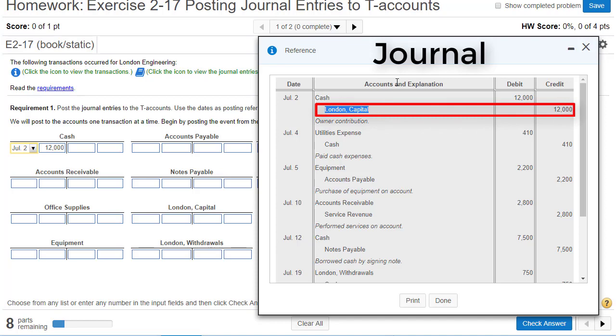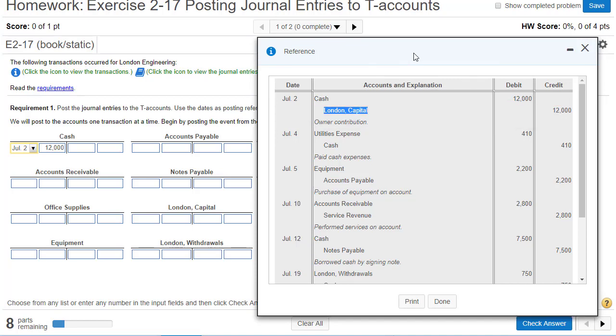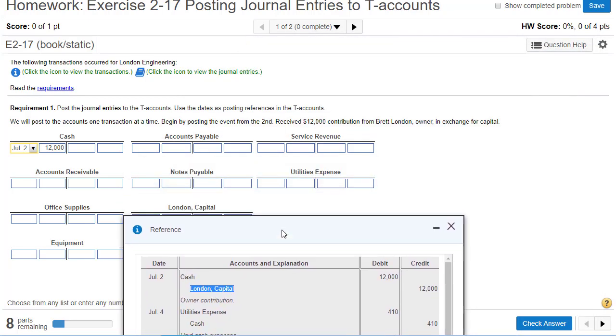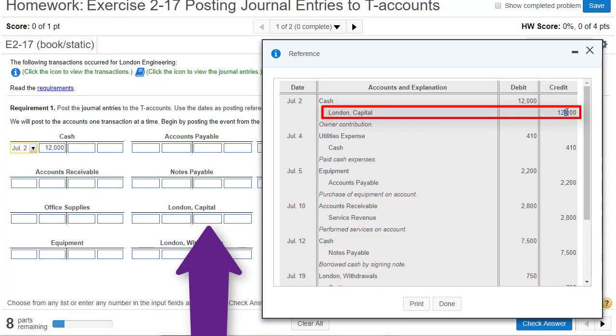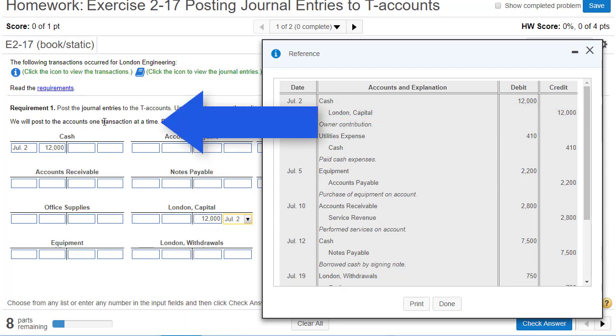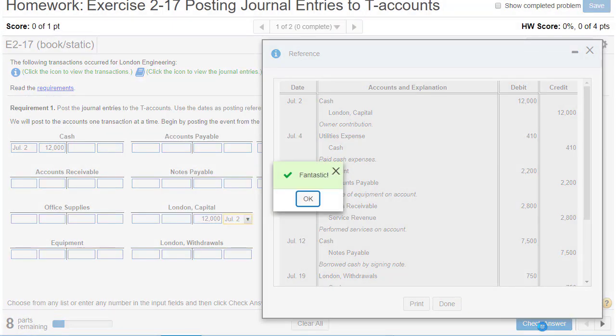So we've got London, capital. So that's the capital account. Apparently the owner's name is London. So I need to find, here it is, the London account. And notice this $12,000 over here is on the right side. So I'm going to copy that and post it also to the capital account on the right side, and keep the same date, July 2nd. And then notice it says up here again, we will post one transaction at a time. So we check our answer, and then we move on to the next transaction.